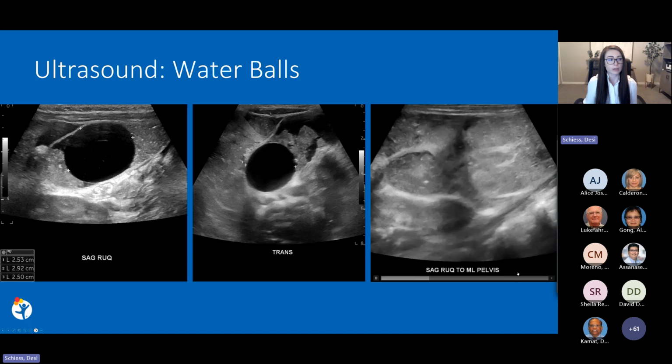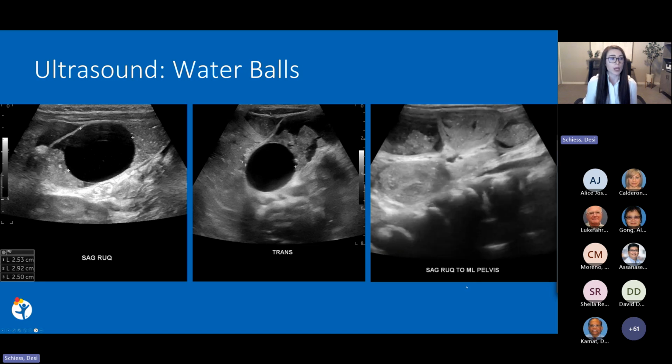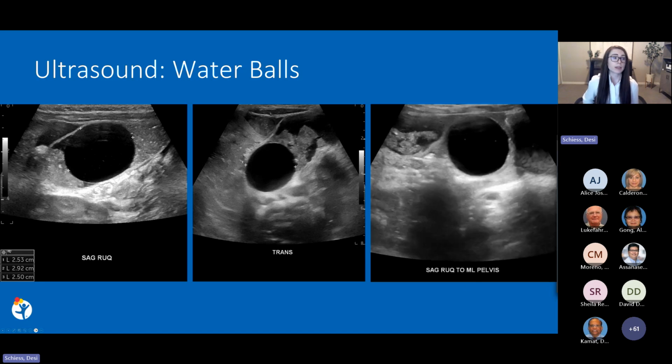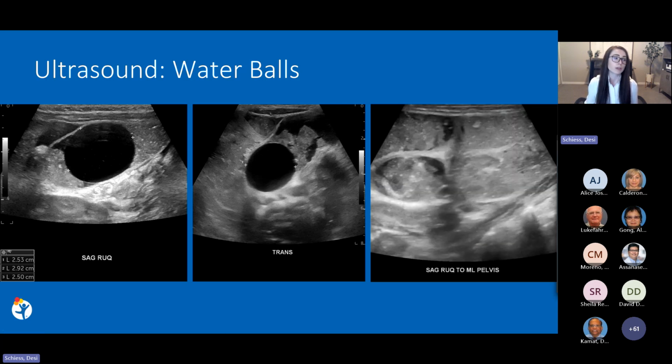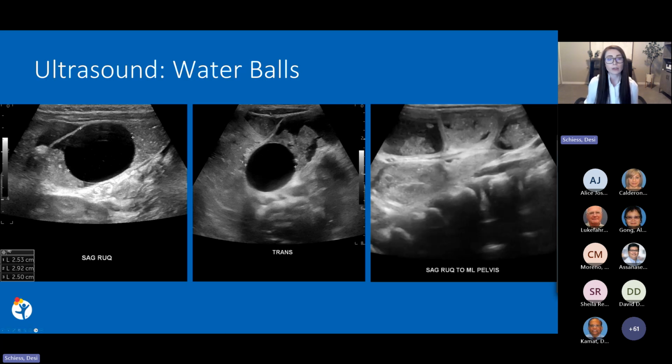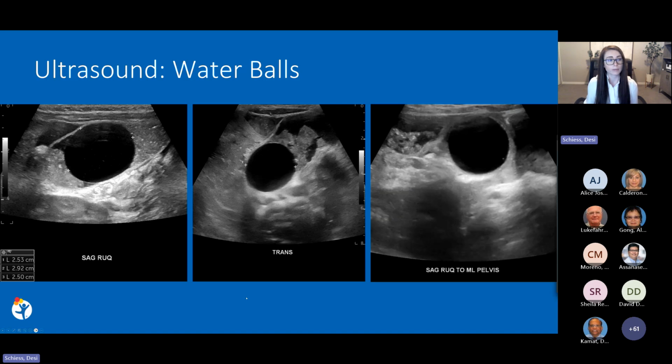Another example of ingested foreign bodies includes water balls. This patient swallowed 2 water balls that expanded within the bowel in the right upper quadrant and pelvis, causing a small bowel obstruction. Notice that the intervening loops of bowel are dilated.